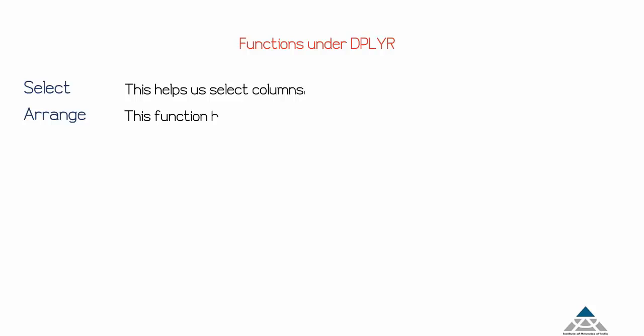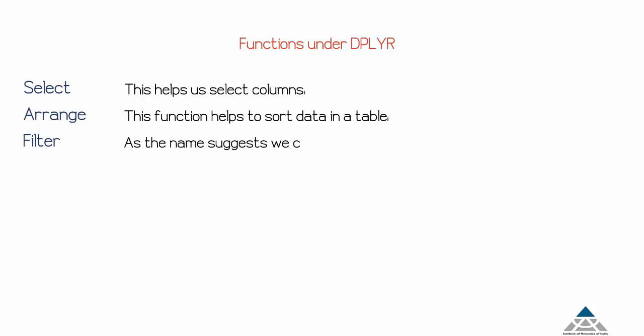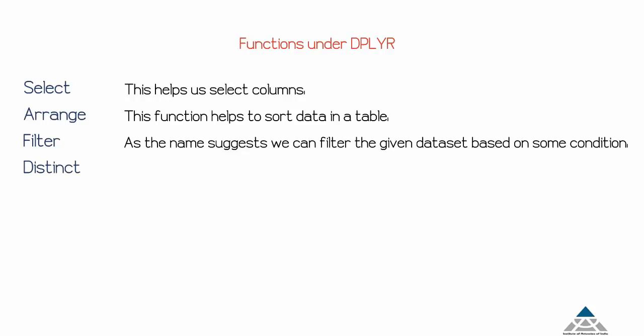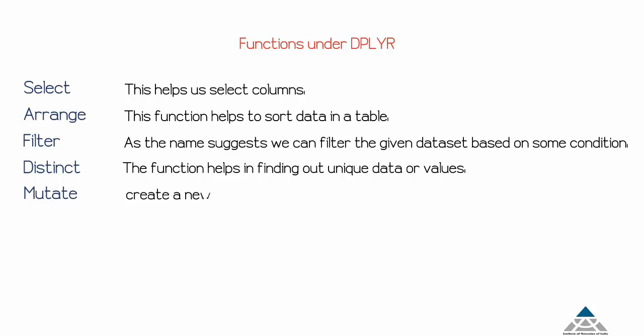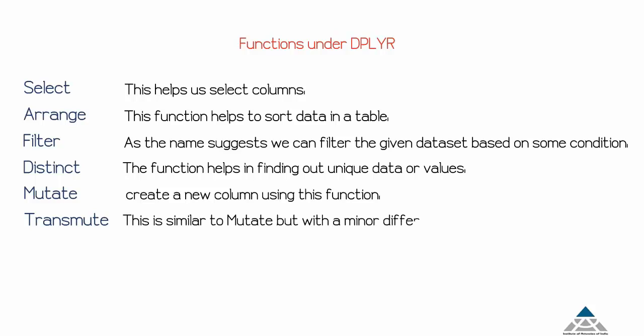The functions we will look at under DPLYR are select. This helps us select columns from a given data frame. Arrange. This function helps to sort data in a table. Filter. As the name suggests, we can filter the given dataset based on some condition. Distinct. The function helps in finding out unique data or values. Mutate. We create a new column using this function in an existing table. Transmute. This is similar to mutate but with a minor difference.